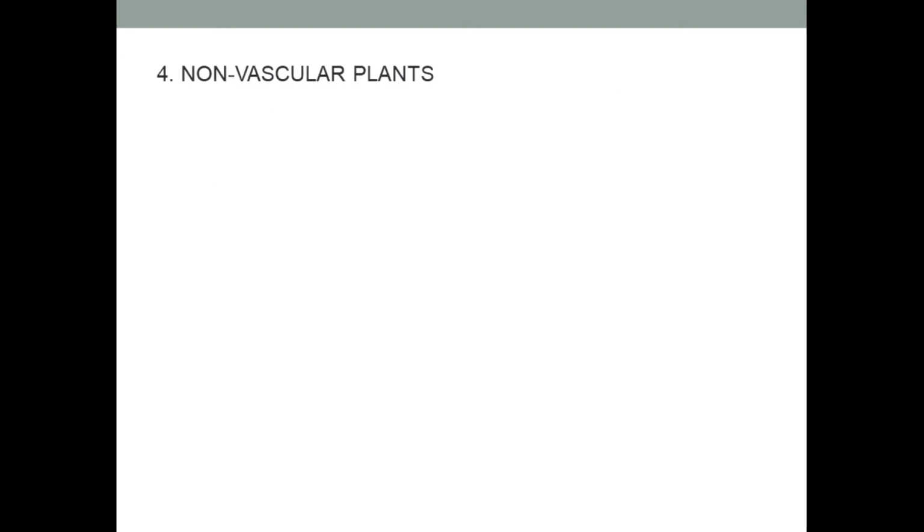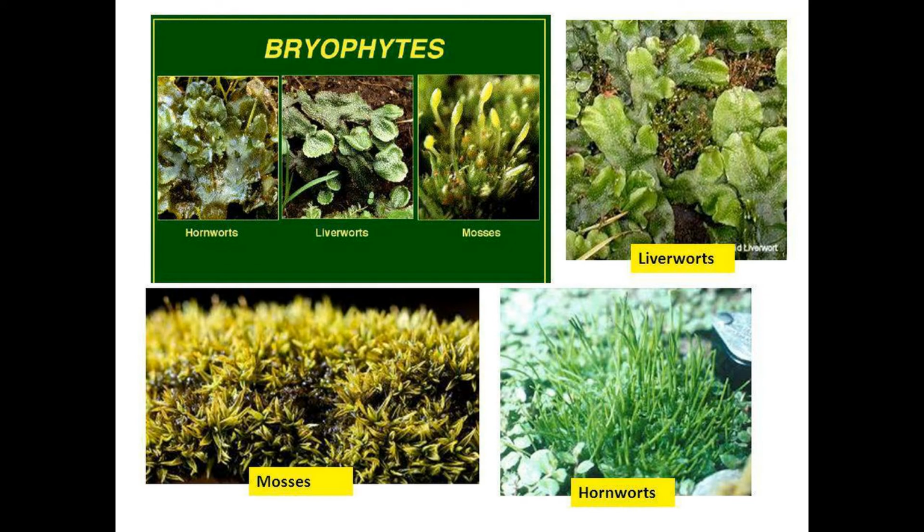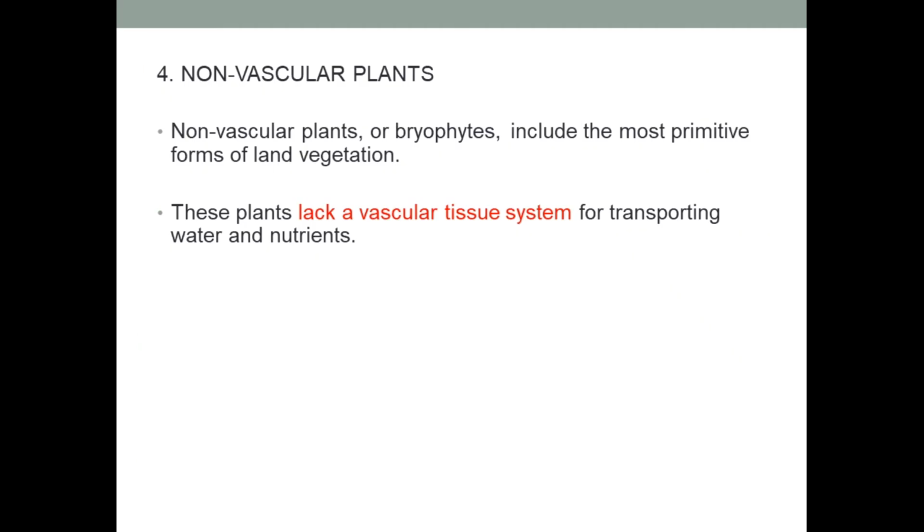Next, we've got non-vascular plants, and these plants are also called bryophytes, and they include most primitive forms of land vegetation. And as the term says, they lack vascular tissues for transporting water and nutrients, and that may cause them not to grow as big as vascular plants.